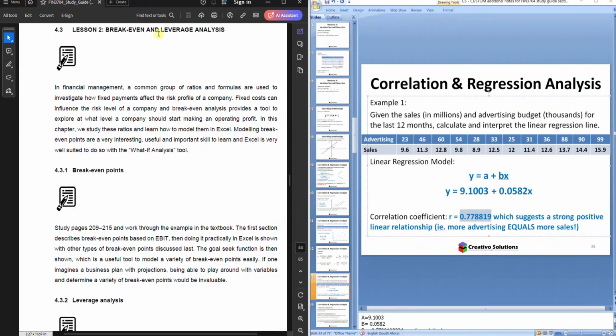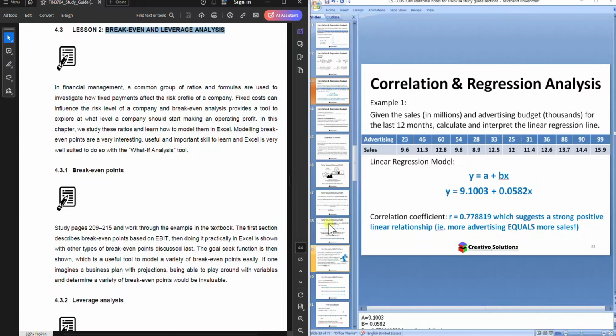Let's go back to break-even analysis and leverage. These are actually quite simple to calculate. This is something you would have done in finance. Let me just find the notes on it. Where did I put it? This is all bond calculations.